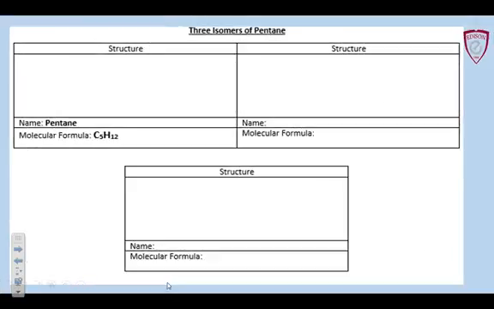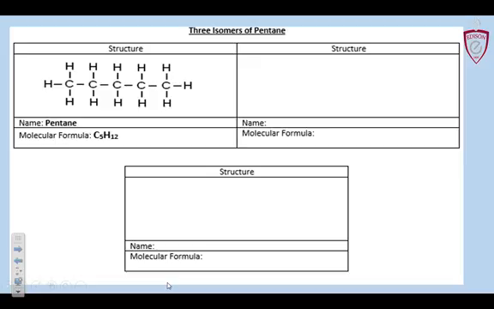So we're going to throw a few isomers of pentane at you. There's good old-fashioned pentane to start with. The first thing to do, let's take that end carbon off and give it a side chain.